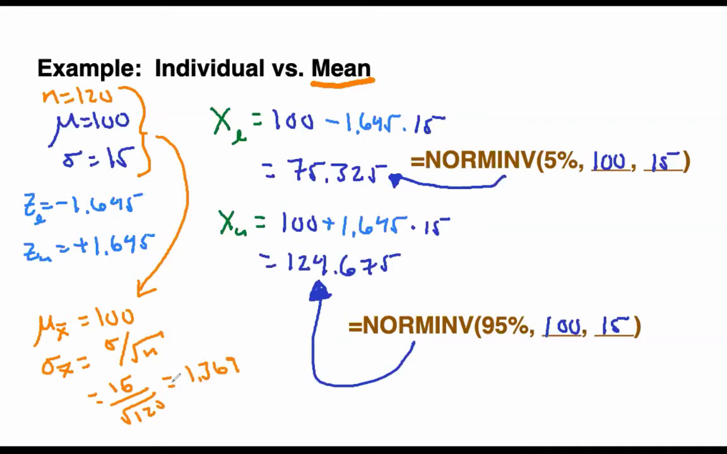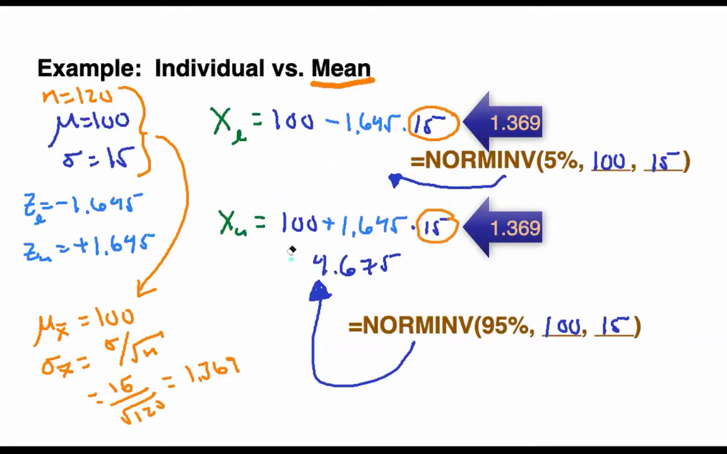So everything in our formulas here remains the same, except we won't have the values 15 in these two spots. Instead, they will be replaced with the value 1.369, which means, in turn, these numbers are no longer the same. These new values would actually be 97.75 and 102.25.